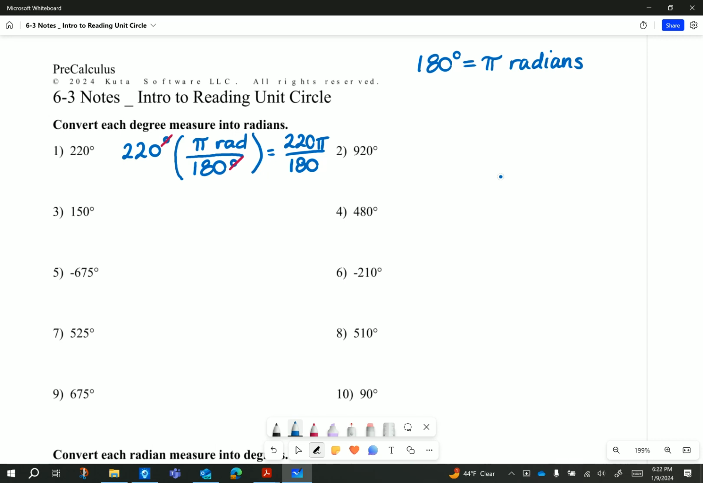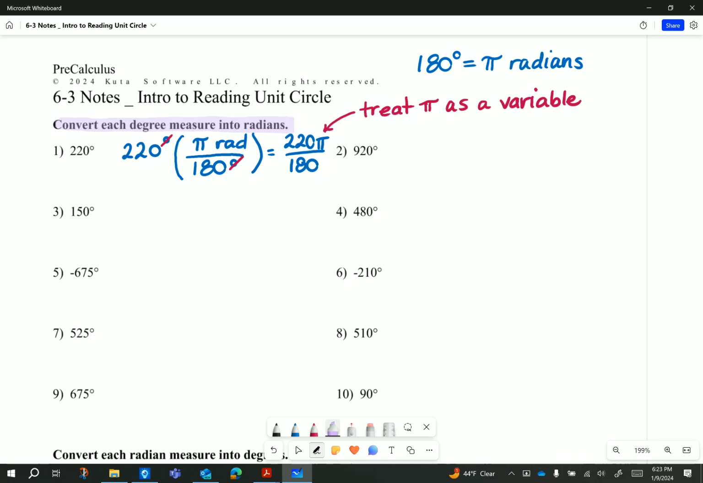Now, I need you to make sure that you reduce this fraction. And what I need you to do is, when you reduce the fraction, I don't want you to put pi into your calculator. I want you to treat pi as a variable, unless they tell you to round the answer, okay? But if they don't say round, look at this problem right now, they don't tell us to round, it just says convert each degree into radians. Treat pi as a variable.